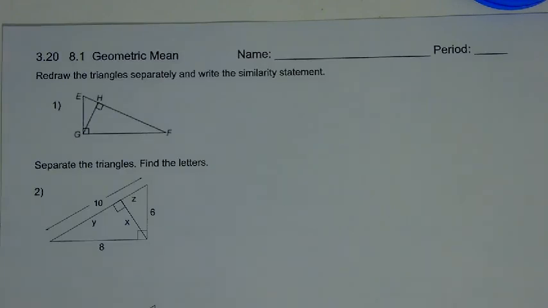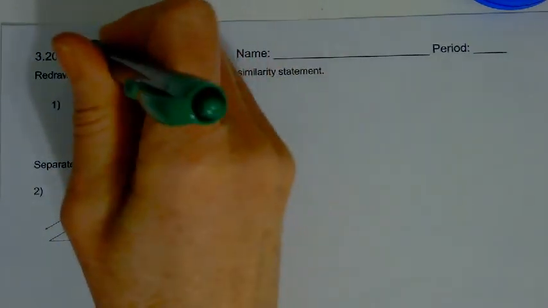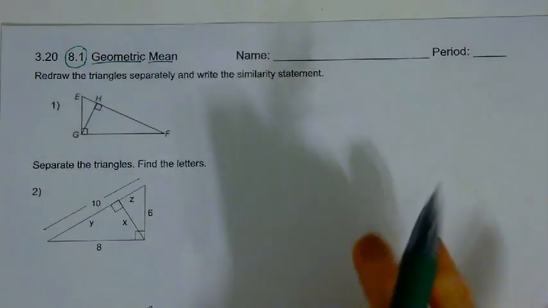Alright class, here is the assignment for March 20th, 8.1 Geometric Mean. We'll be looking at similar triangles a lot as well.